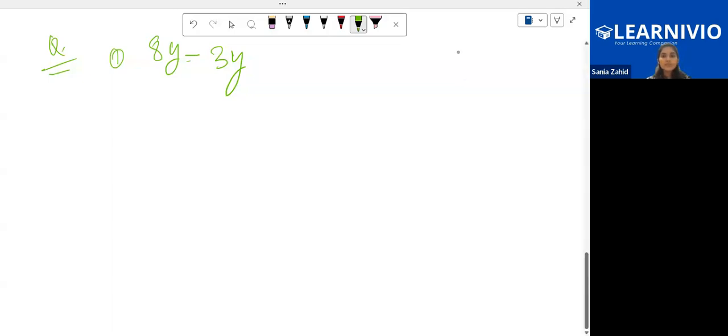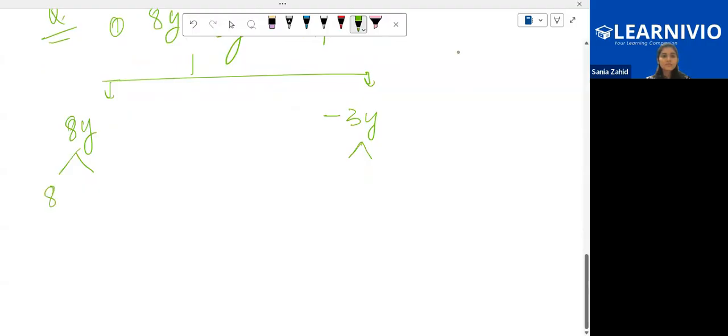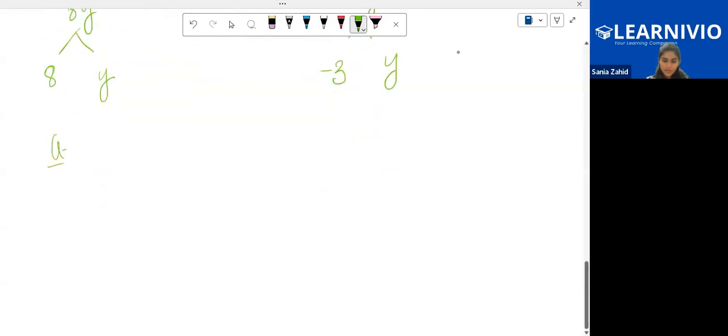Okay, so this is the expression, right? What are the terms now? 8y and minus 3y. Very good. And what are the factors? 8 and y. Yes. And in this, minus 3 and y. Very good, Mana.